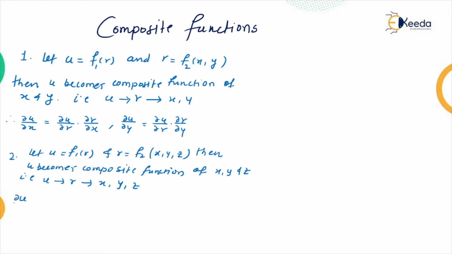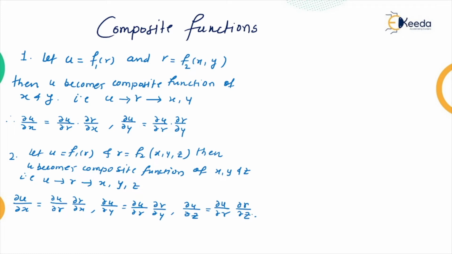Then how do we calculate ∂u/∂x? Now this is very easy. ∂u/∂x is ∂u/∂r first, and then ∂r/∂x. Also if you have to calculate ∂u/∂y, this can be done by ∂u/∂r times ∂r/∂y. Also, to calculate ∂u/∂z, you do it in the same way: first u is a function of r, and then r is a function of z.